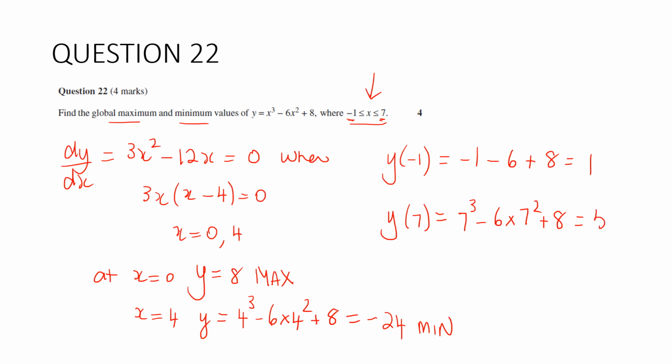Okay, what does that mean then? In terms of the minimum, that is the minimum, the global minimum. But in terms of the maximum, that is a local maximum there, but here is the global maximum. So global max is 57 and global min is -24.